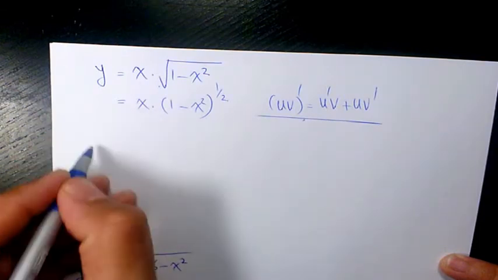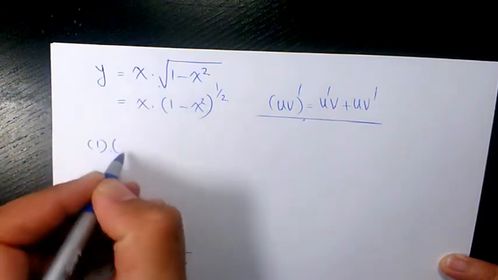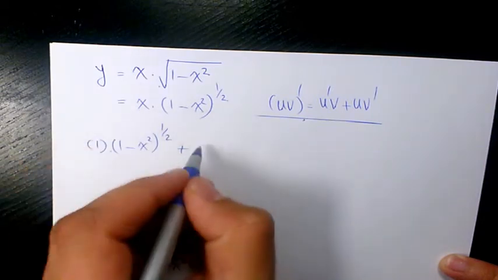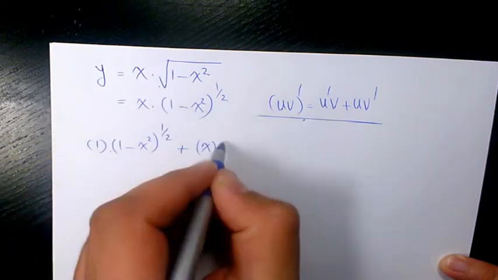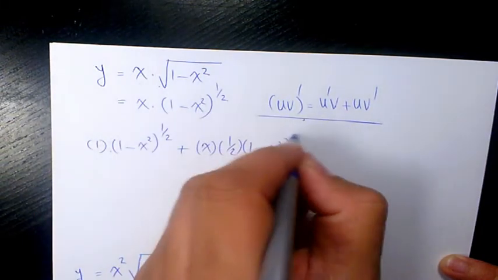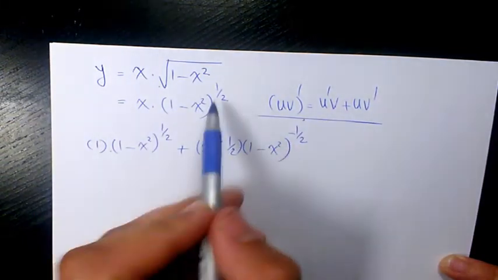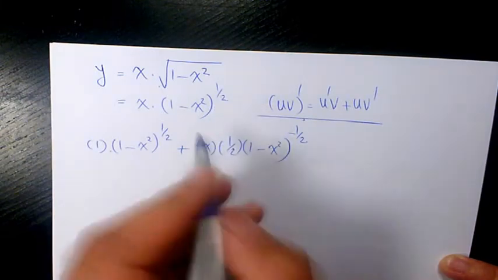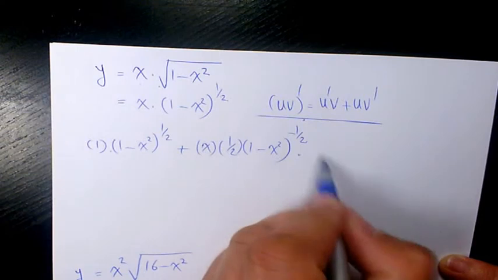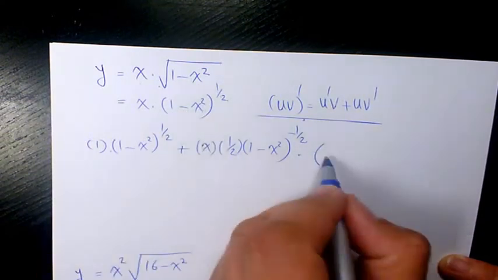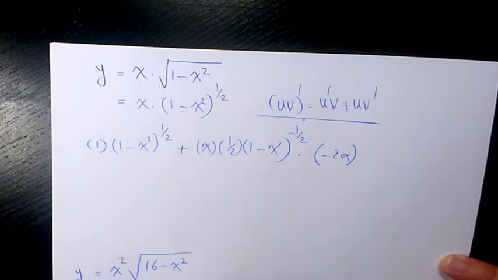The derivative of x is 1, times (1 minus x squared) to the power of 1 over 2, plus x times the derivative of the second one, which is 1 over 2 times (1 minus x squared) to the power of negative 1 over 2, because 1 over 2 minus 1 is negative 1 over 2, times the derivative of 1 minus x squared, which is negative 2x.